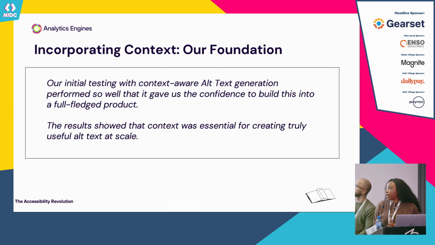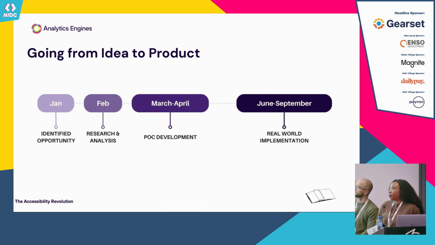And our initial testing with contextually aware alt text generation performed so well that it gave us the confidence to build this into a full-fledged product, which is where Seán comes in. And the results showed that context was essential for creating truly useful alt text at scale. This came about in January. We met one of our clients who's in publishing, and we identified the opportunity.